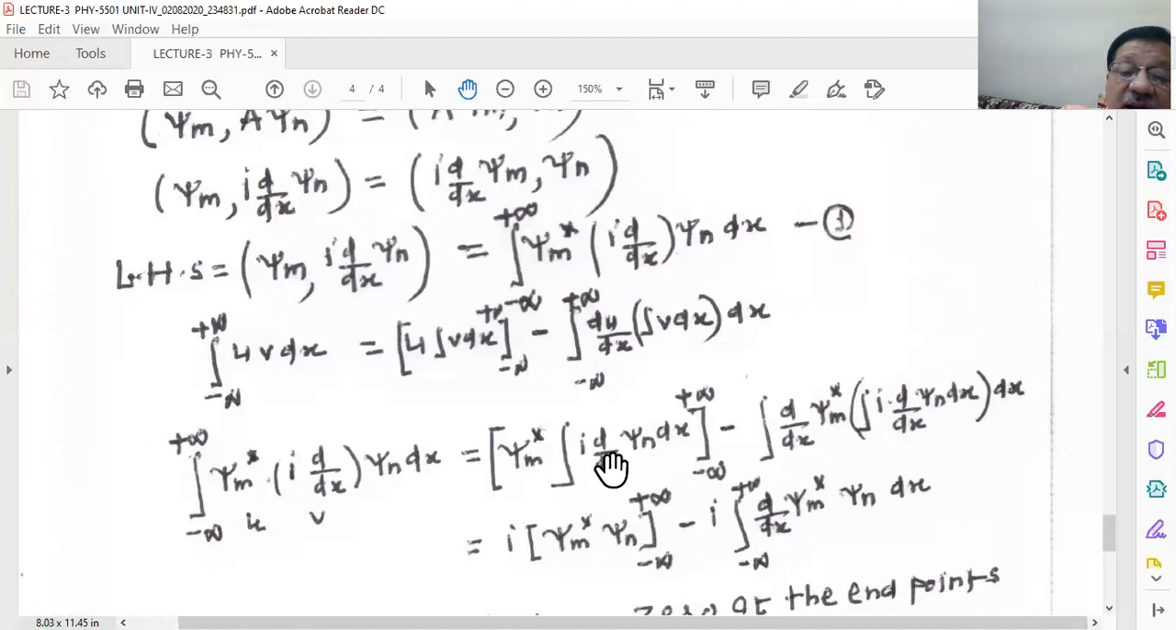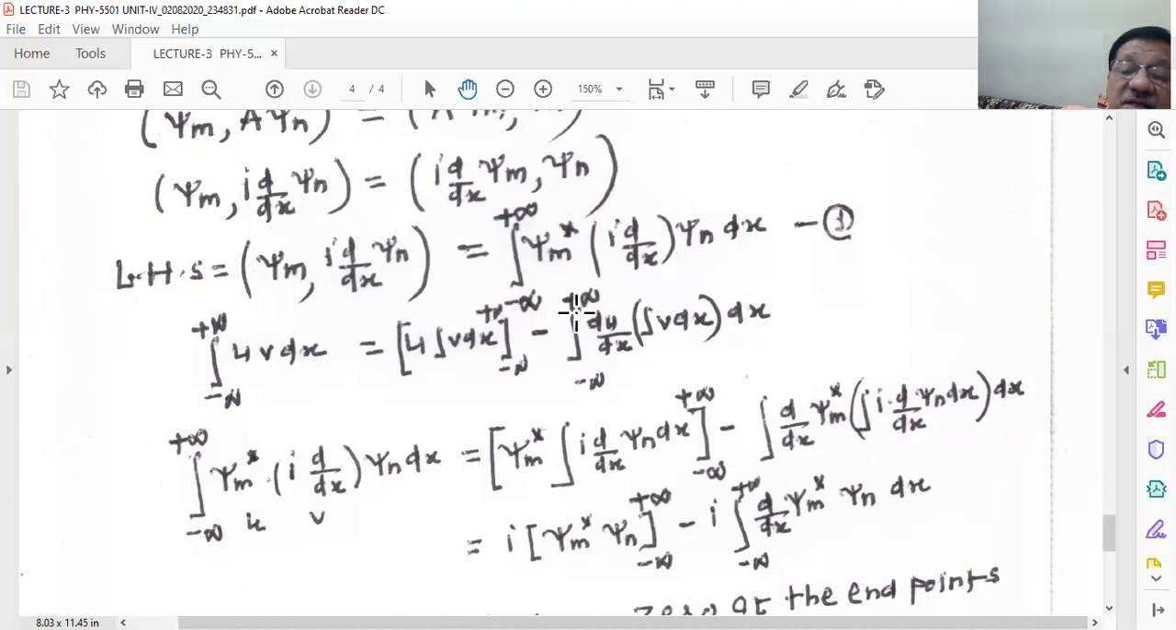So I have d by dx operating on psi n with respect to dx, and you have to put the limit from minus infinity to plus infinity. Then I put a minus sign, and the same minus sign I'm keeping here.